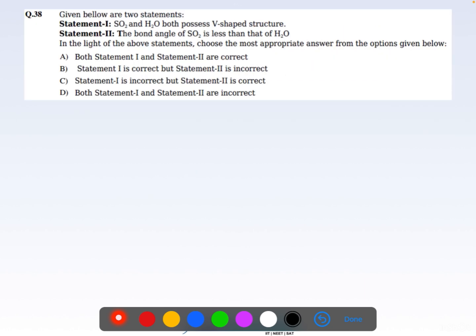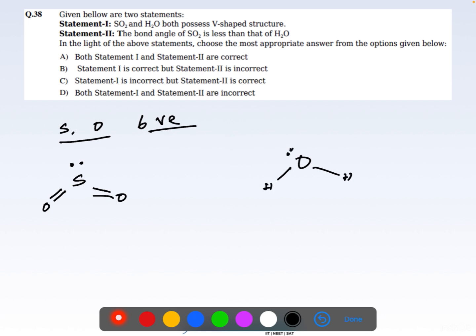So two statements are mentioned. We have to identify which is correct and which is wrong. So SO2, H2O. Here both the central atoms, sulfur and oxygen, have 6 valence electrons. So in SO2, out of 6 valence electrons, 4 are involved in bonding with oxygen and 1 will be a lone pair. And similarly in oxygen, out of 6, 2 are involved in bonding and the remaining 4 will be 2 lone pairs. Okay, so the statement 1 is correct here.